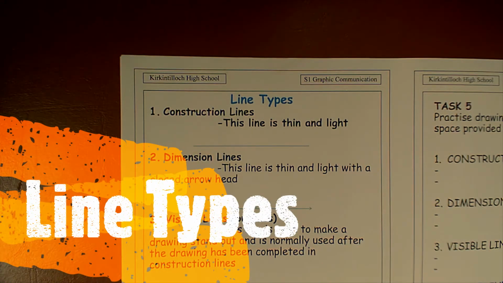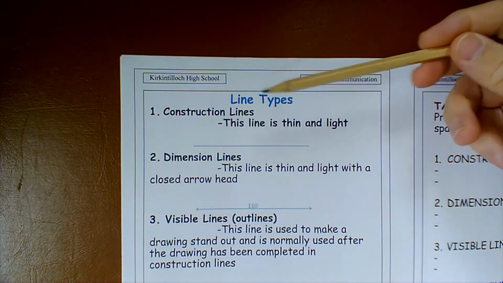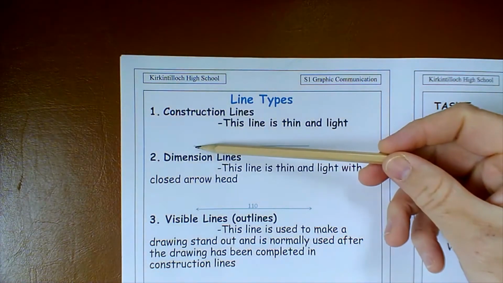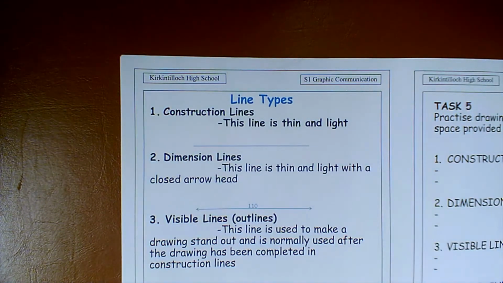The first line we're going to look at is construction lines. These lines are thin and light. They should barely be able to be seen by anyone other than yourself doing the drawing.